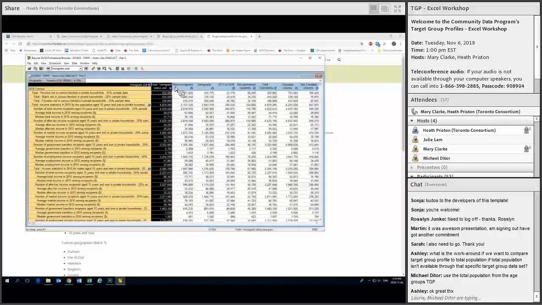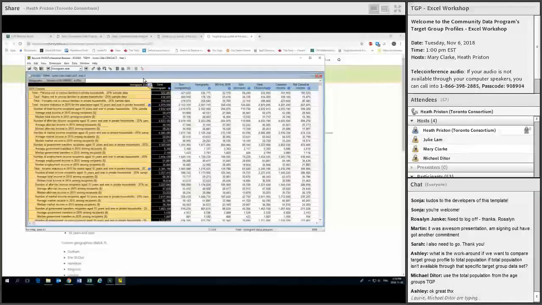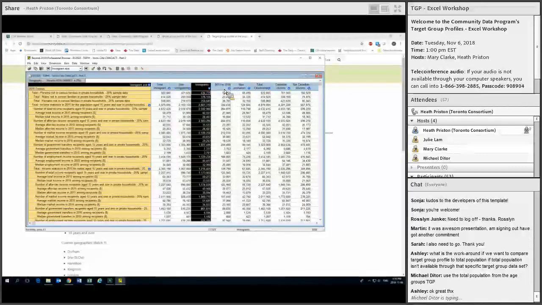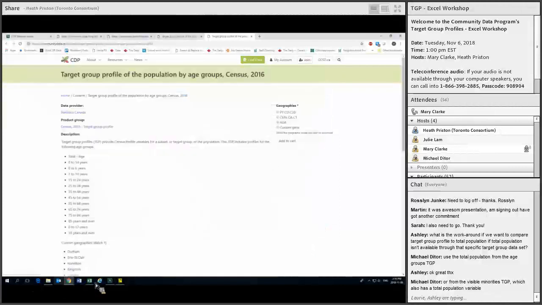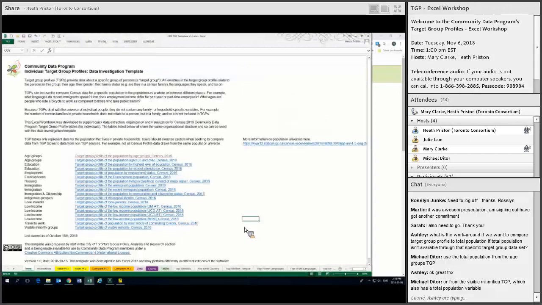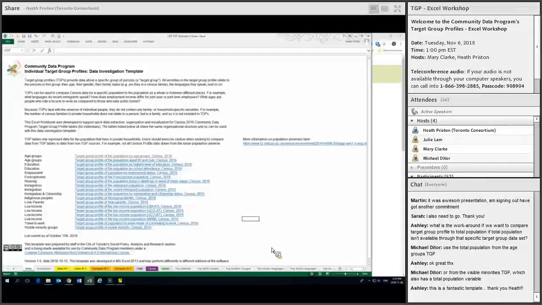Okay, great. Yes, so if you do want to have that total population figure, but you want to make sure it's a comparable population figure, you need to use that from one of these target group profiles, like the age group one, that allows you to click and say, I've got a total in here. Let's show all here. We do also have a total immigrant status and period of immigration here. So if you were looking to compare the total population, you've got one nicely already built in to be able to compare immigrants versus newcomers versus non-immigrants versus non-permanent residents. You've got that whole range available to compare. And Mike has also rightly pointed out that the visible minorities TGP also has that total population as well.